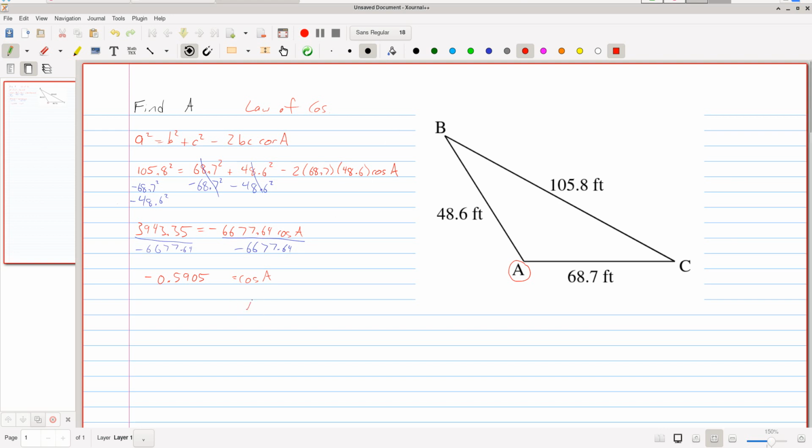Now, since I'm trying to solve for angle A, I'm going to now apply the inverse cosine on both sides of the equation. So we've got A is inverse cosine of negative 0.5905. And if we evaluate this, then A comes out to approximately 126.2 degrees.